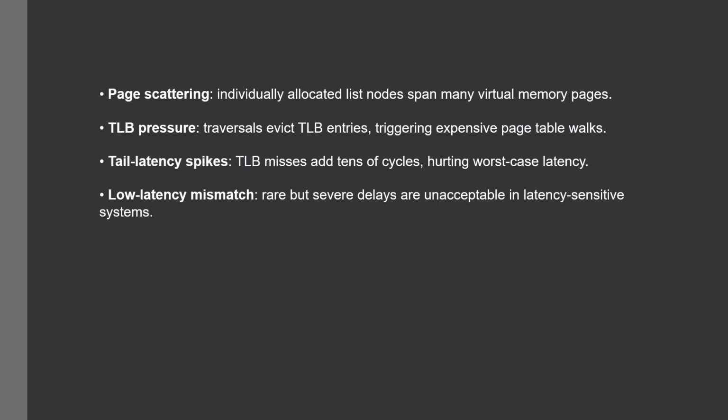The impact of std::list is not limited to caches. Because nodes are individually allocated, they tend to be scattered across many virtual memory pages. Each page translation must be cached in the translation lookaside buffer, which is also called TLB. When traversing a sufficiently large list, TLB entries are evicted and page table walks occur. TLB misses are particularly damaging in low latency systems because they contribute disproportionately to tail latency. They may be rare, but when they occur, they add dozens of cycles of delay, precisely the kind of occasional spike that low latency systems are designed to avoid.